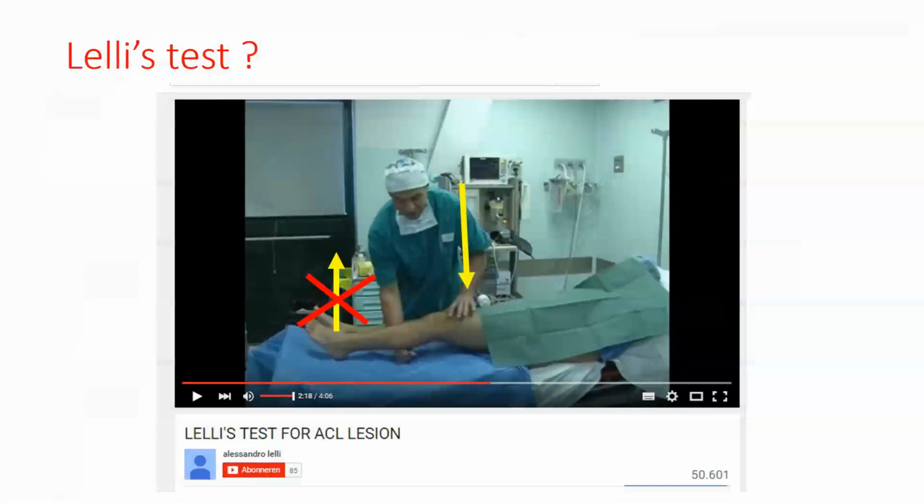Another test for cruciate ligament could be the Lelli test. I advise you to go on YouTube, just look it up, and in fact it's a very funny test. This patient had a complete rupture of the ACL, and if the doctor is pushing on the femur down, then in normal circumstances the foot should go up, but now the foot just stays on the table and nothing happens. A nice test.